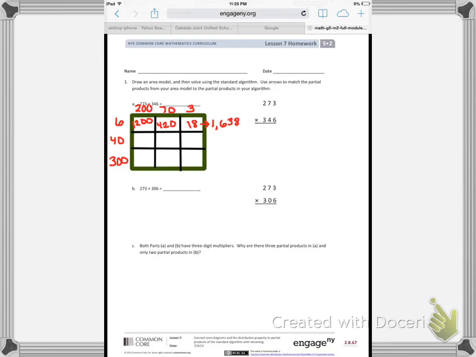We're going to take 200 times 40, so 2 times 4 is 8 with 3 zeros, so it'll be 8,000. 70 times 40, we'll take 7 times 4, which is 28, and we have 2 zeros, so it'll be 2,800. And 40 times 3, 4 times 3 is 12 with 1 zero, so it'll become 120. So if we go across and we add up the 8,000 plus the 2,800 plus the 120, we should get 10,920.